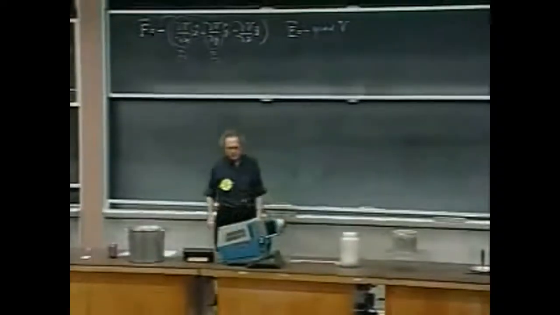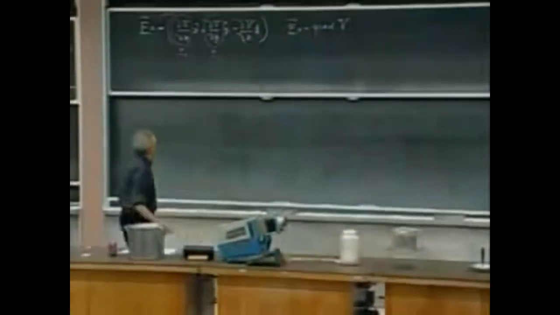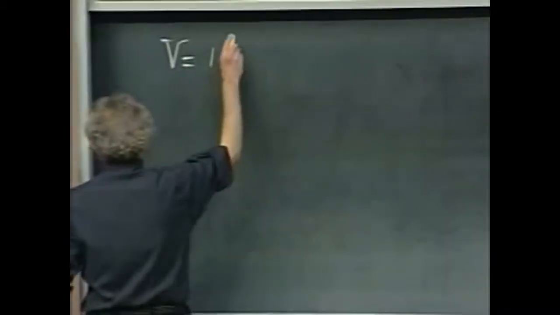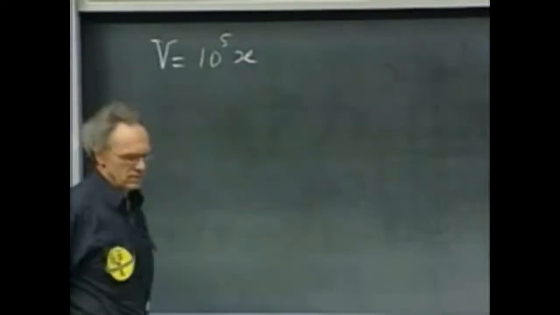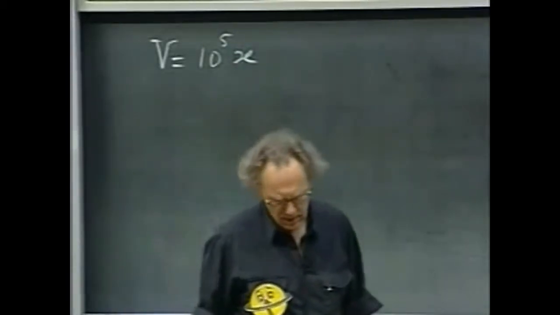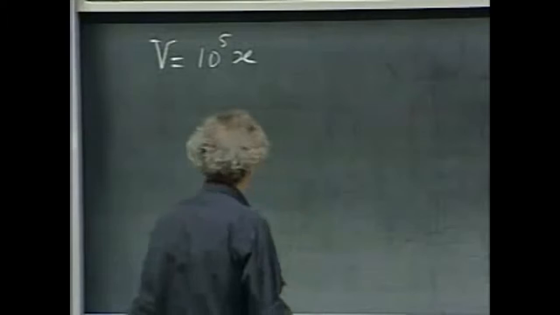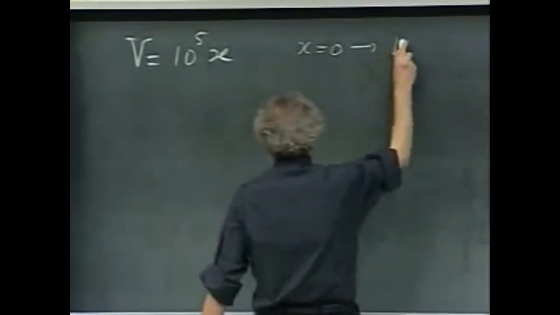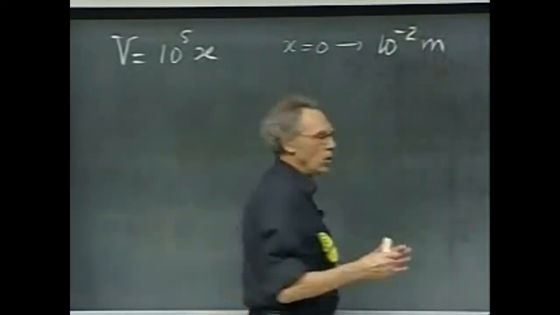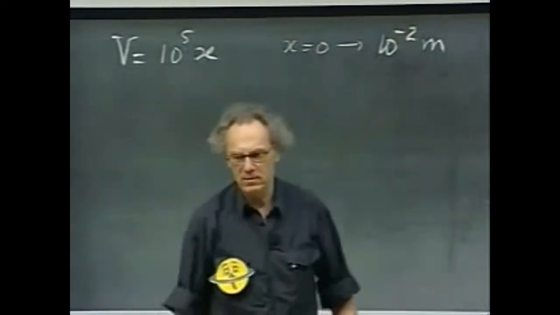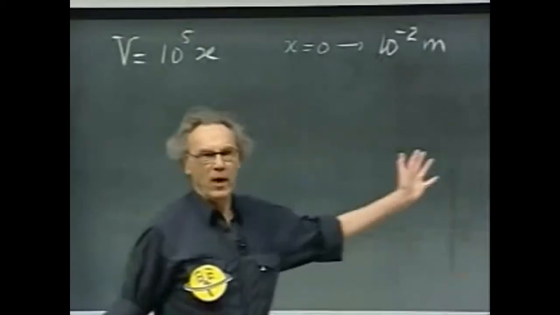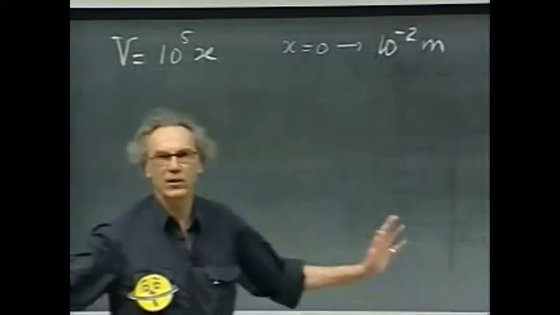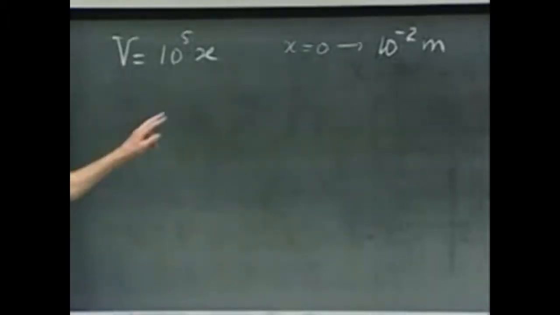on x, and I give you, it's a given, that V, the potential, is 10 to the fifth times x. So that is a given. And this holds between x equals 0 and, say, 10 to the minus 2 meters. So it holds over a space of 1 centimeter. So the potential changes linearly with distance. What now is the electric field in that space?